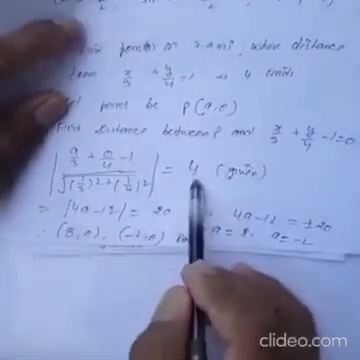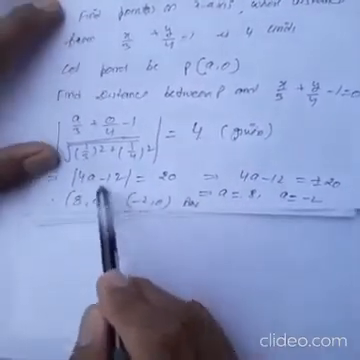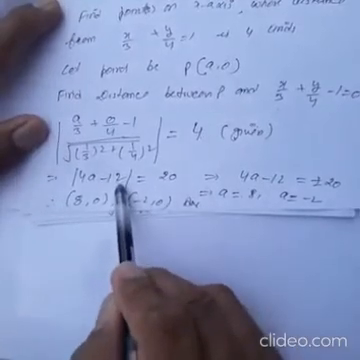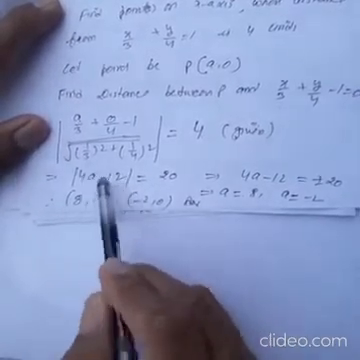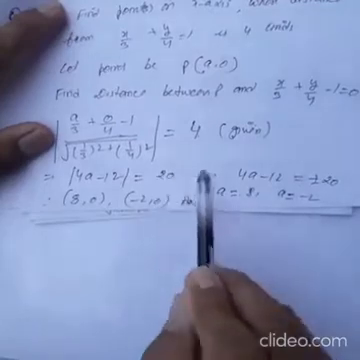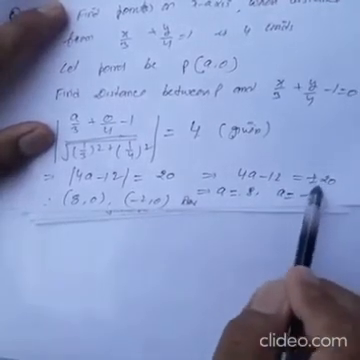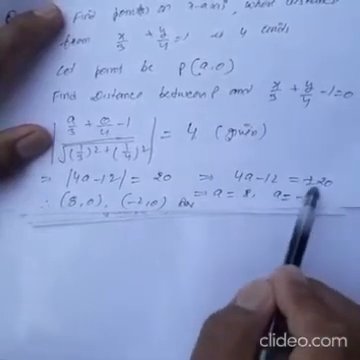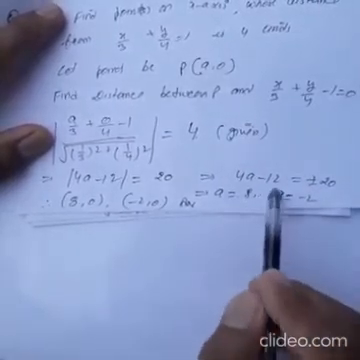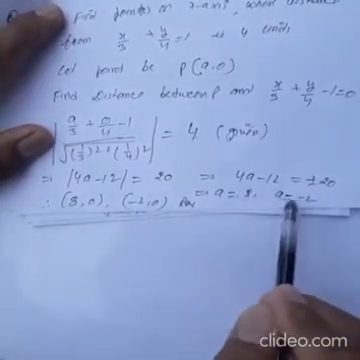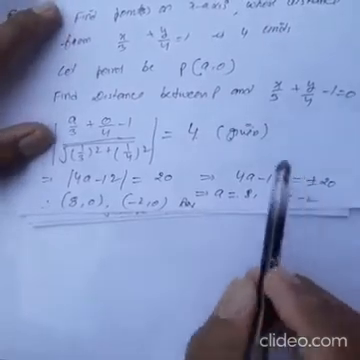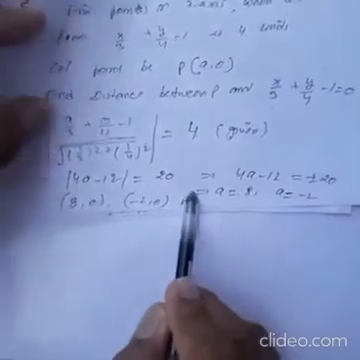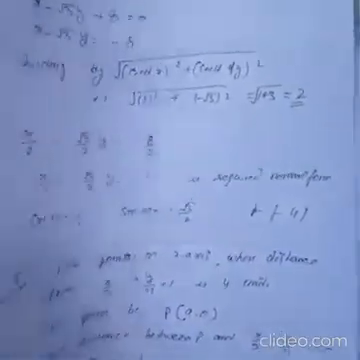Now you solve this equation. We will have mod of 4a minus 12 is equal to 20. We can eliminate the mod by writing plus minus sign on any one side. Taking the positive sign and the negative sign, we will have two values of a, one is 8 and the second is minus 2. So we will have 2 points, (8, 0) and (minus 2, 0). I hope it is clear.